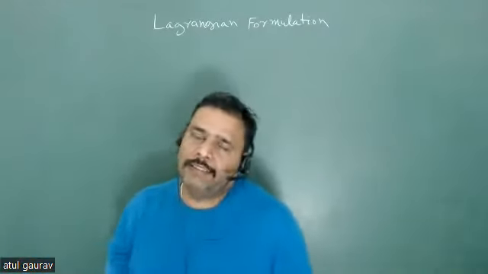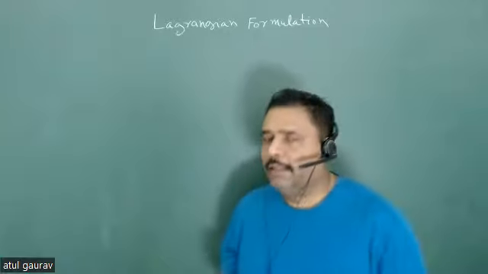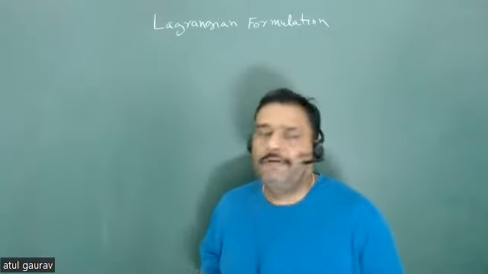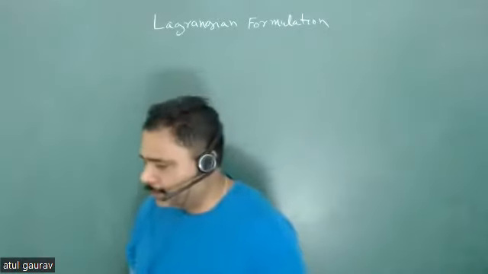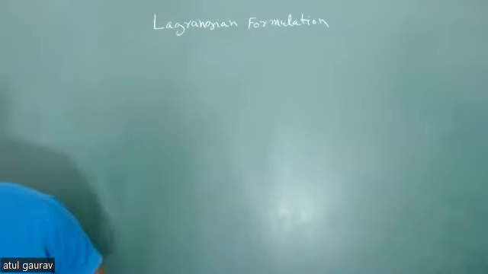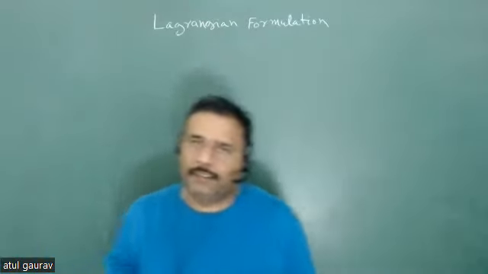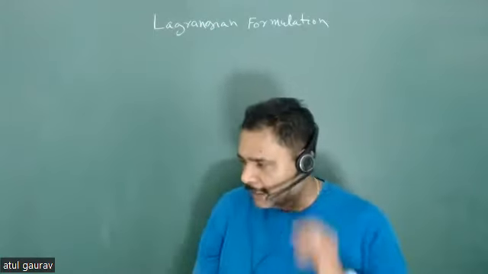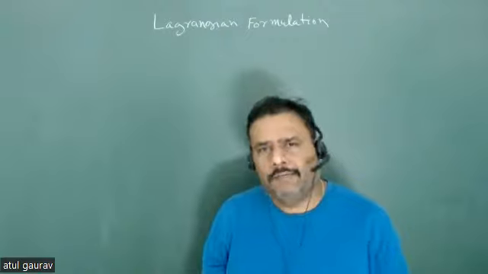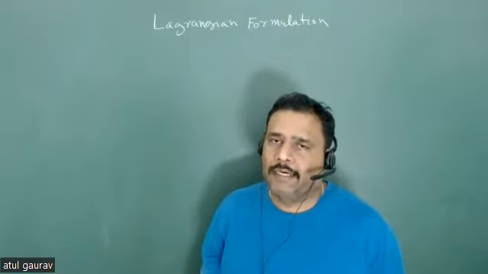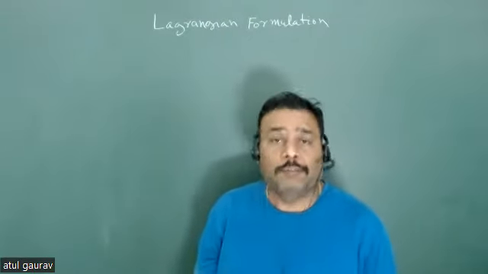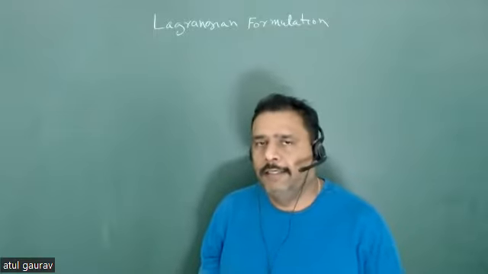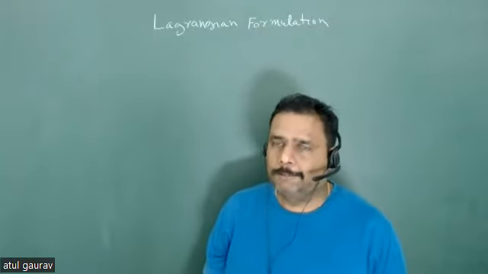So in the last class, we learned a little bit about the different types of coordinates. Mainly three types of coordinates we discussed: Cartesian coordinate, cylindrical coordinate, and spherical polar coordinate. These three coordinates are very important, and we have also seen how we can write the expression of kinetic energy in the three different coordinate systems.